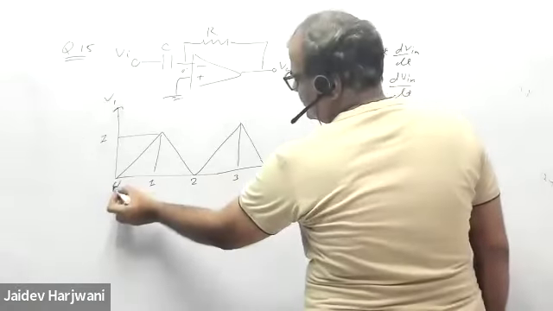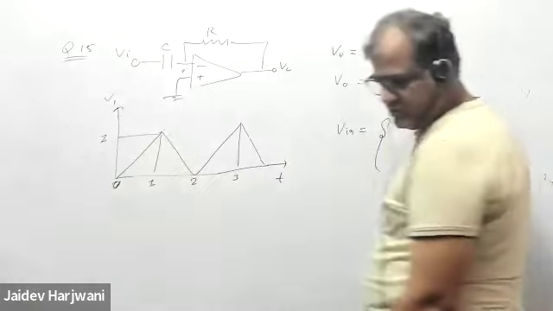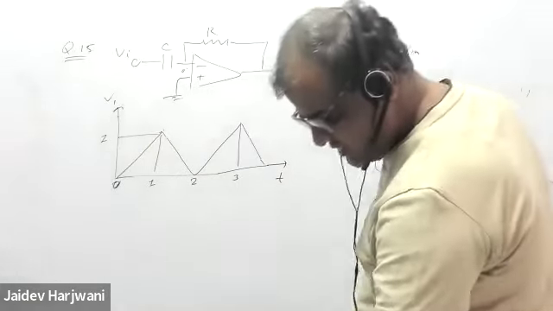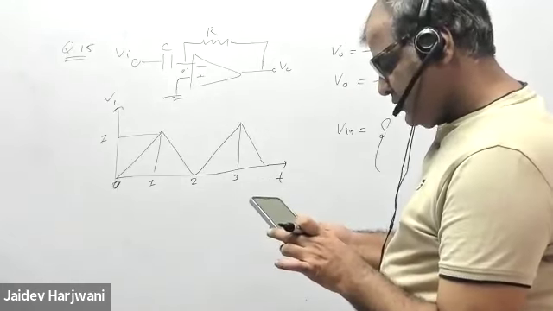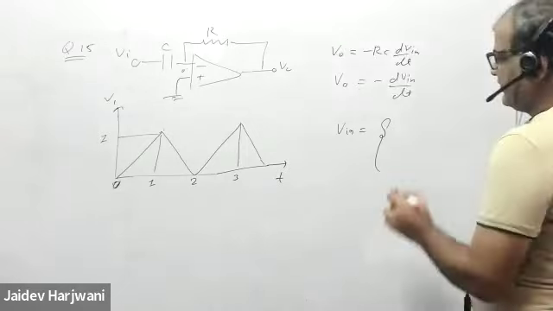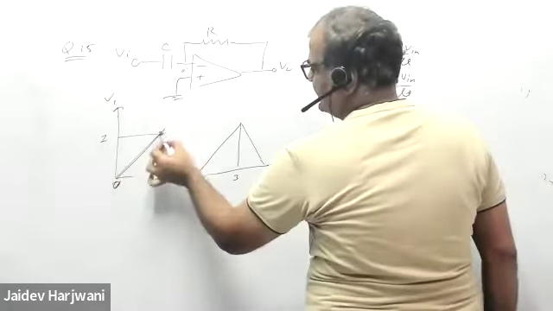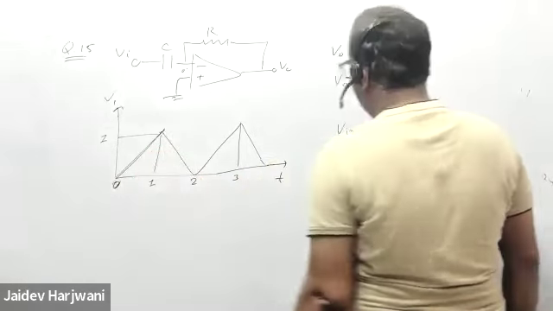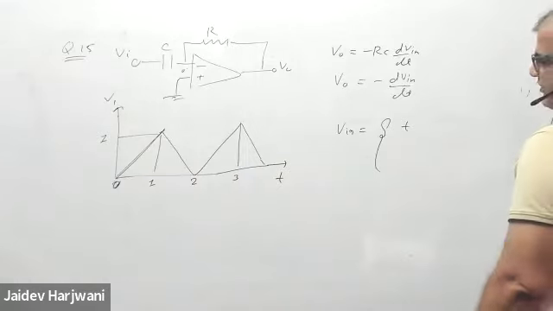Here slope is how much? What is the value here? 0 to 1. What is slope? 0 to 1 only, na? Yes, 0 to 1 only. So this is simply V input equals T. For this, I can write this equation as 1T. Yes or no?